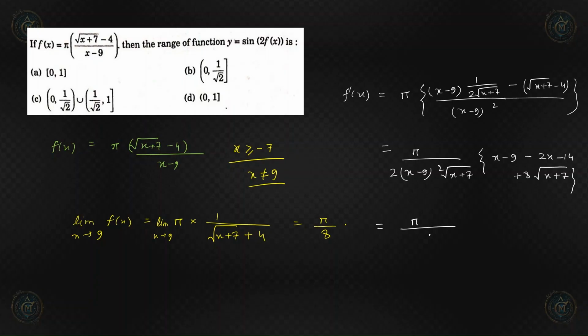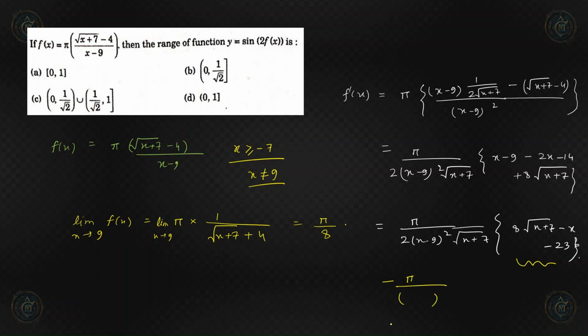So this becomes pi divided by 2 times (x minus 9) whole square, under root x plus 7. Now if we check, this becomes 8 times under root x plus 7 minus x minus 23. If we look carefully at this expression, we can see this is a perfect square. How? If we take out the minus sign, we get minus outside, then pi times this thing outside, then we get x plus 23 minus 8 times under root x plus 7.